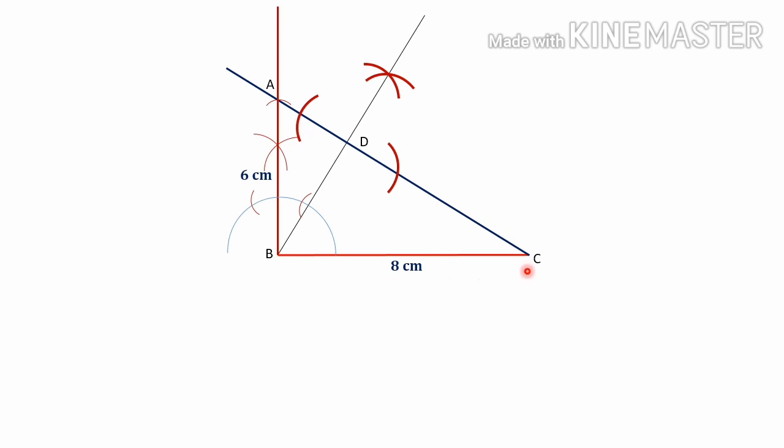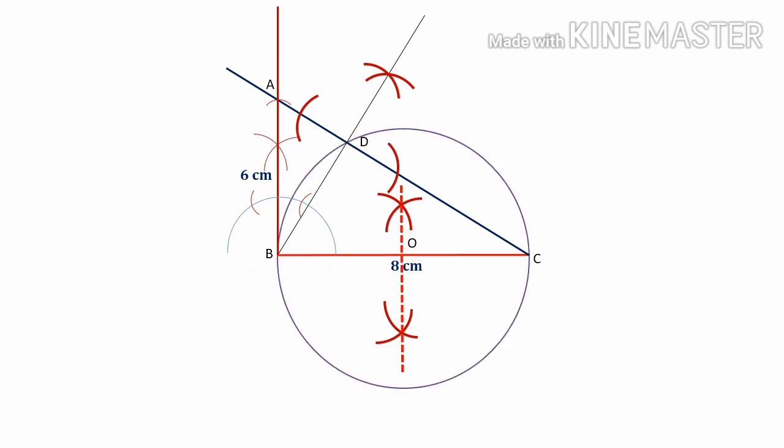Then we have to come to the line segment BC and we have to bisect BC. For that, take more than half of the length of BC using your compass. Fix at B, draw arcs, and fix at C, cut those arcs, and join the point of intersection of the arcs using your ruler, and you will get the center of BC as O. Then taking OB as a radius, draw a circle, and that circle will pass through B, D and C. The first part of the question is over.